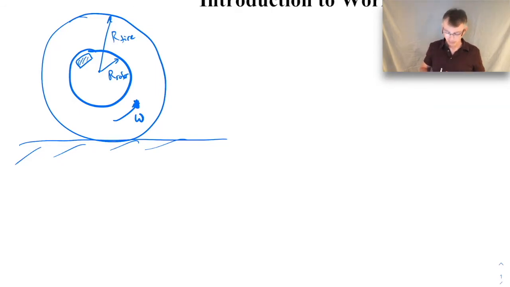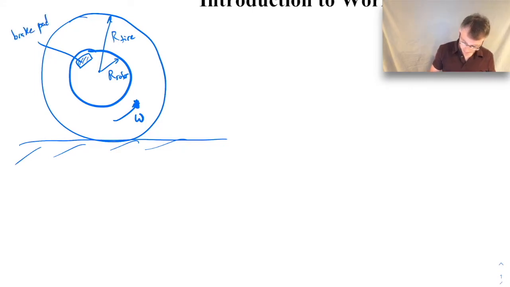Same idea for a car tire, except of course much larger loads and torques are involved. So this is our brake pad, and this is our rotor here. I'm going to say the brake pad has some area A on it, and that it's located pretty close to the edge of the rotor. I didn't really draw it that well, but it should have been closer to the edge here.